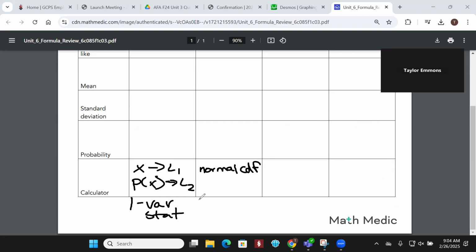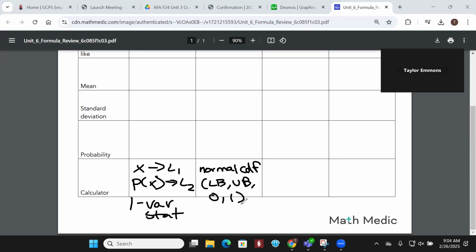We didn't do it this way. We just kind of used the table, but this is kind of a shortcut. Normal CDF, you do your lower bound, upper bound, 0 and 1 for the mean and the standard deviation. That normalizes the curve. So this was back from like unit 2. You can use normal CDF in your calculator. You can put the lower bounds, upper bounds, etc.